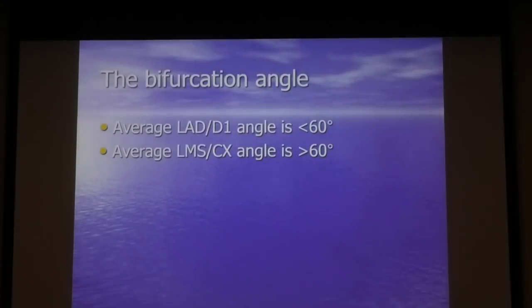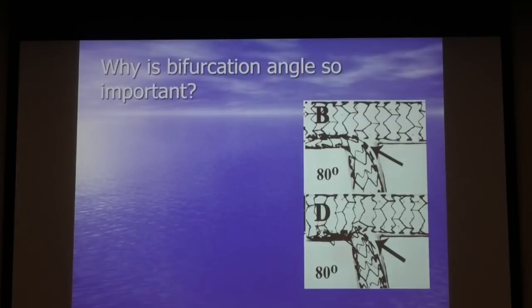The bifurcation angle, we talked about it, more angulation with the left main, and it is important to understand and to know the consequences and significance. The angle between the LAD and the diagonal is usually less than 60 degrees. However, the angle between the left main and left circumflex is usually more than 60 degrees. How does this give us clinical significance or not? I'll tell you some of the clinical significance of this wide angle. Why is bifurcation angle so important? I'll give you three.